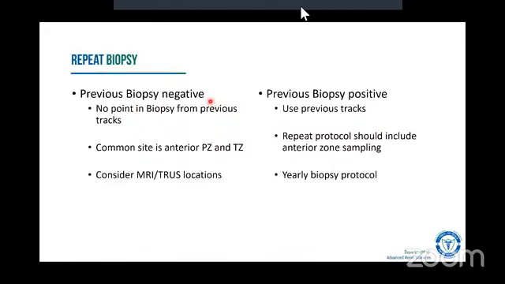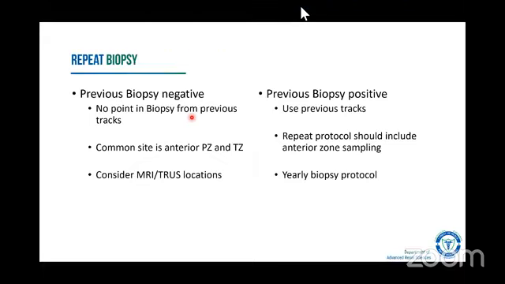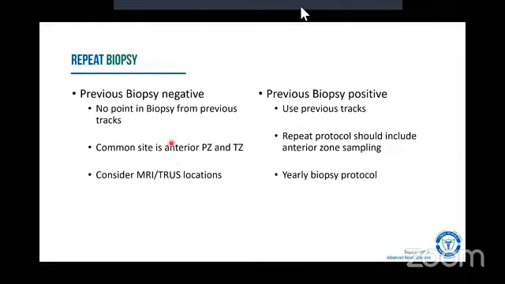So what happens when you're doing a repeat biopsy? The previous biopsy is negative, which basically means you have a rising PSA. Then there is no point in biopsying from the previous tracks. You've already biopsied them, they were negative. If you have kept a record of your biopsies, at our hospital, we keep a record of where we have biopsied from. We actually keep the videos, and we have a demonstration from where the biopsy is being taken. So there is no point in biopsying from the previous tracks. And the common site which you have missed is the anterior portion of the peripheral zone. I'll just show you in the following slide, and the transition zone. So you must focus on these two zones.